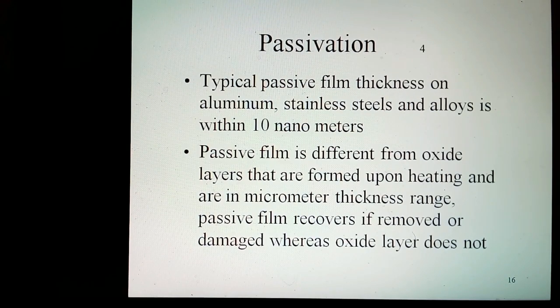Typical passive film thickness on aluminum, stainless steels and alloys is within 10 nanometers. The passive film is different from oxide layers that are formed upon heating and are in the micrometer thickness range. The passive film recovers if removed or damaged, whereas the outside layer does not.